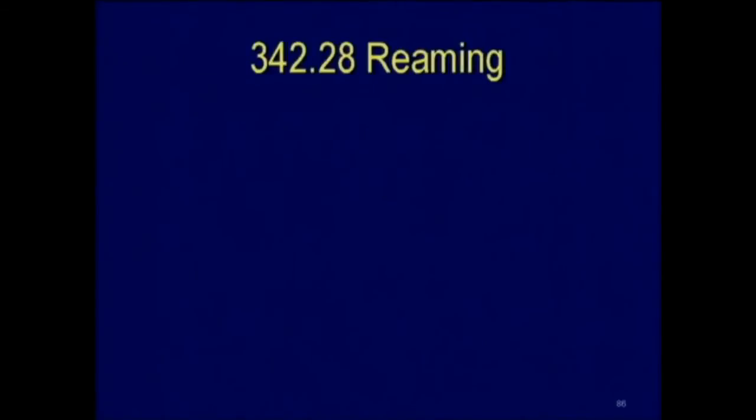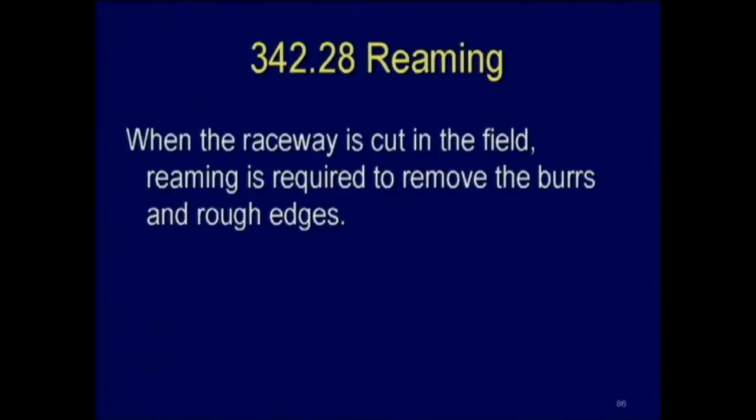Let's take a look at 342.28, reaming. All the metal raceways are the same thing. When the raceway is cut in the field, reaming is required to remove the burrs and rough edges. They make a specific tool for that purpose, so when you cut the conduit, you ream it.